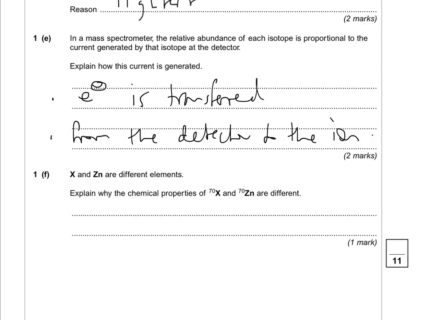And some of you are putting things like the current that's produced is proportional to the abundance. Well, that's actually already in the question, so you don't get any marks for that, but it's good that you recognise that. But how it actually happens is what you got the marks for in this question. But sometimes you will get marks for saying this if it's not in the question itself.